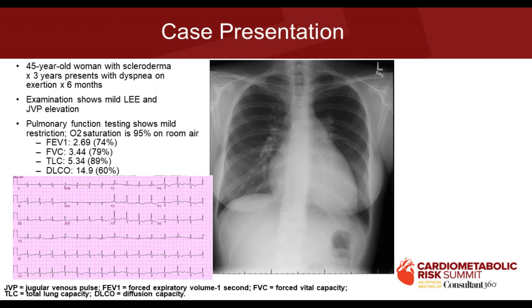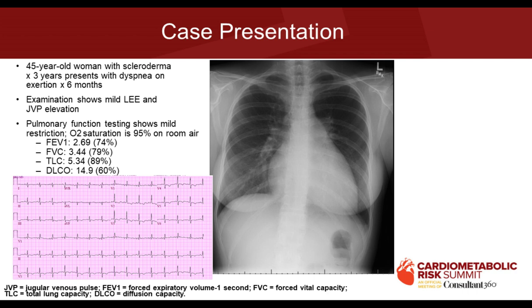Okay, so how do we put all this together? I thought I would take a case of a patient that I saw recently. This is a 45-year-old woman who has scleroderma, so has a risk factor for connective tissue disease-associated PH, and she comes in presenting with dyspnea on exertion for about 6 months. She's still fairly active. She can go to the grocery store, walk in from her car, but she's noticing some shortness of breath when she does that.